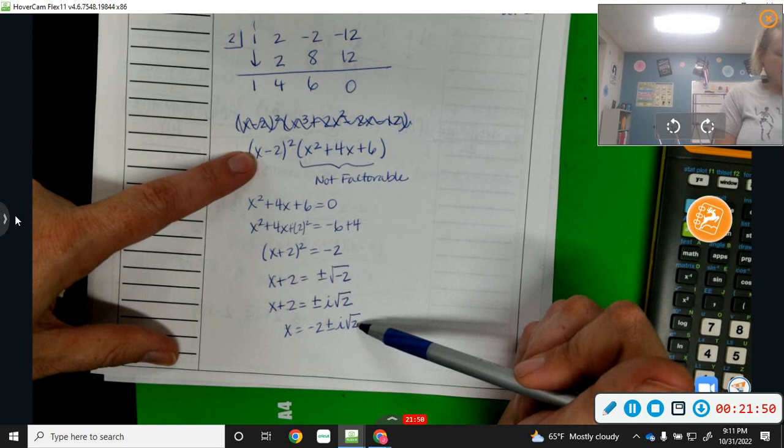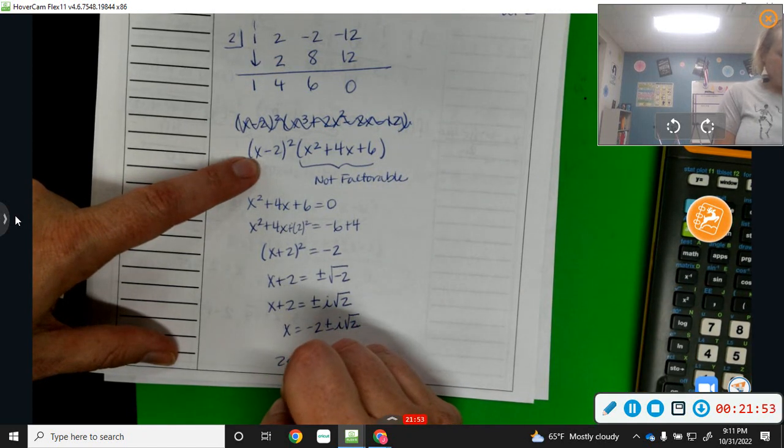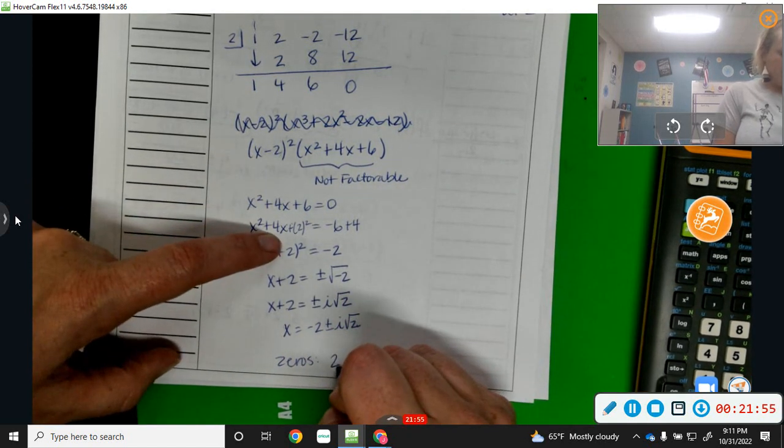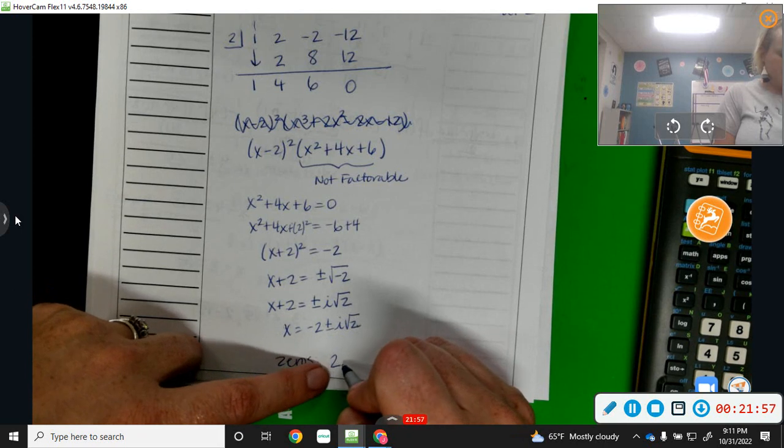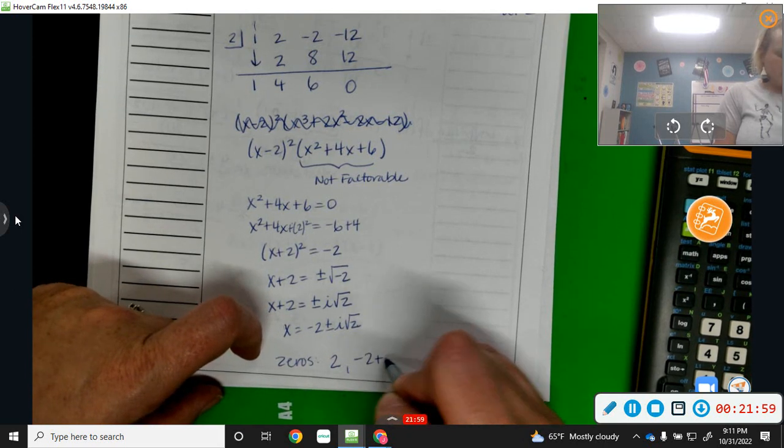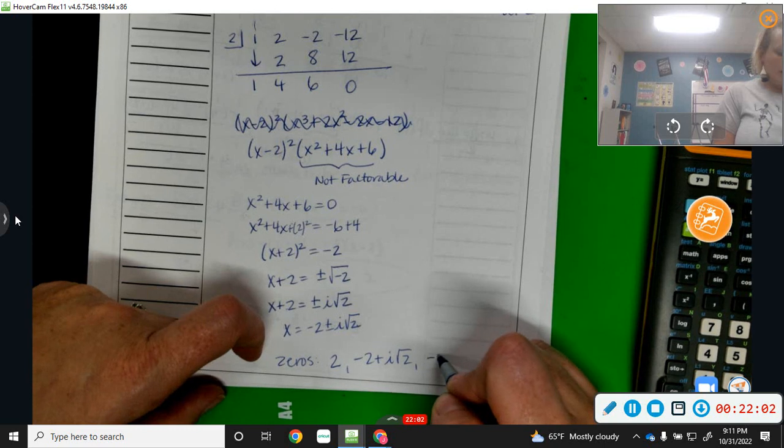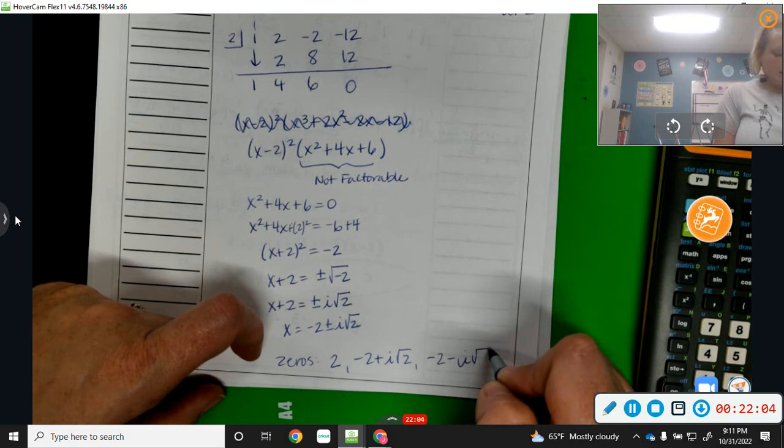2 of them are imaginary, the other one's real. But the zeros are going to be 2. Remember, 2 has a multiplicity of 2. Negative 2 plus i square root of 2. And then negative 2 minus i square root of 2. Okay?